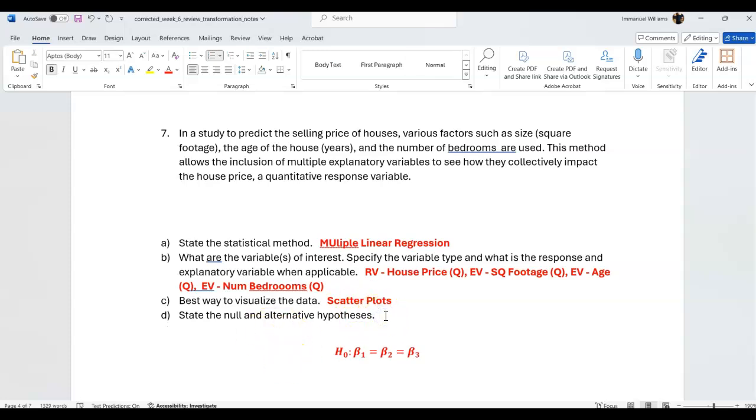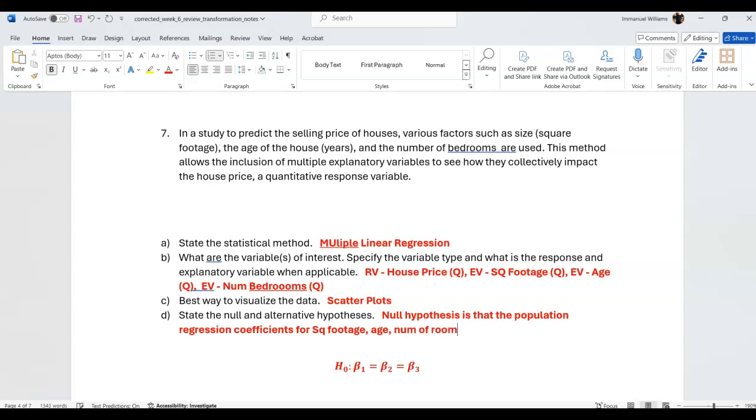So here, the null hypothesis is that the population regression coefficients for square footage, age, and number of bedrooms are equal to 0.